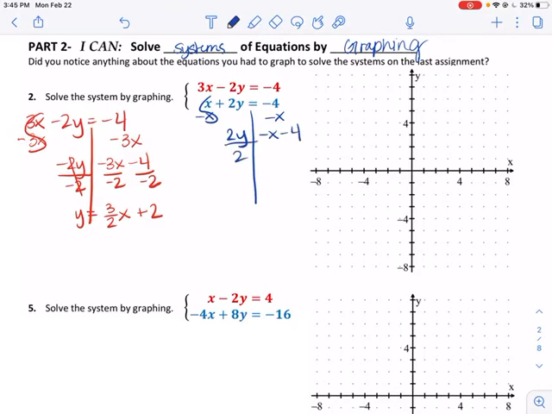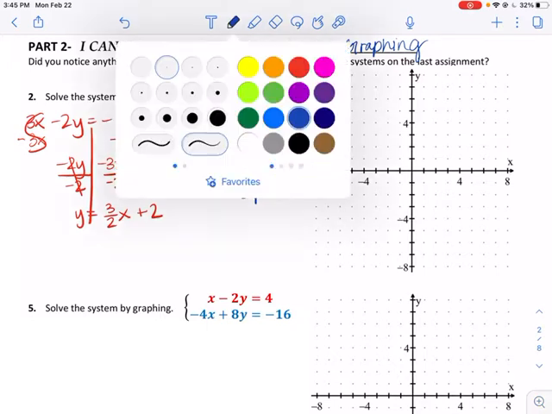Then divide by 2 on everything, and I get y equals negative 1/2 x. Negative 4 divided by 2 is going to be negative 2. So now I'm going to graph these lines and figure out where they intersect. Let's do our red line.